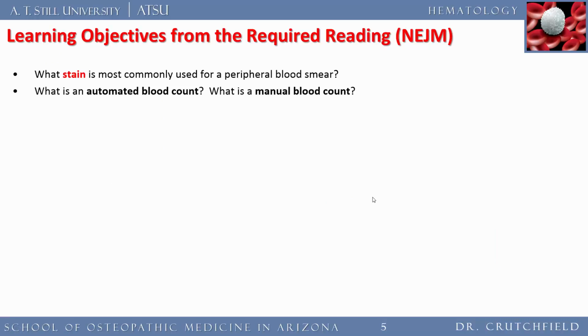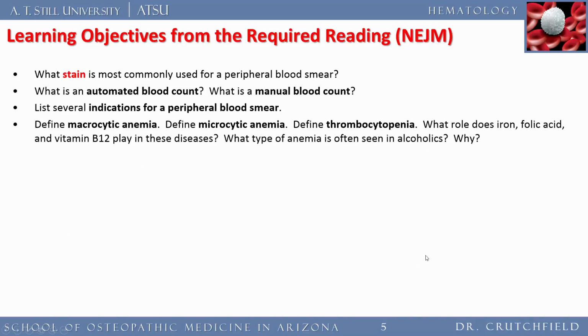answer. What stain is most commonly used in a peripheral blood smear? What's an automated blood count? What's a manual blood count? And when would you request either one? List indications for obtaining a peripheral blood smear. Notice that a peripheral blood smear is different than a complete blood count.